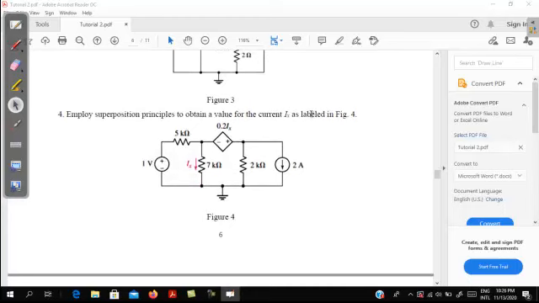The fourth problem, we have one voltage source, one current source, and we have a dependent current source. So remember that superposition does not apply to the dependent sources.